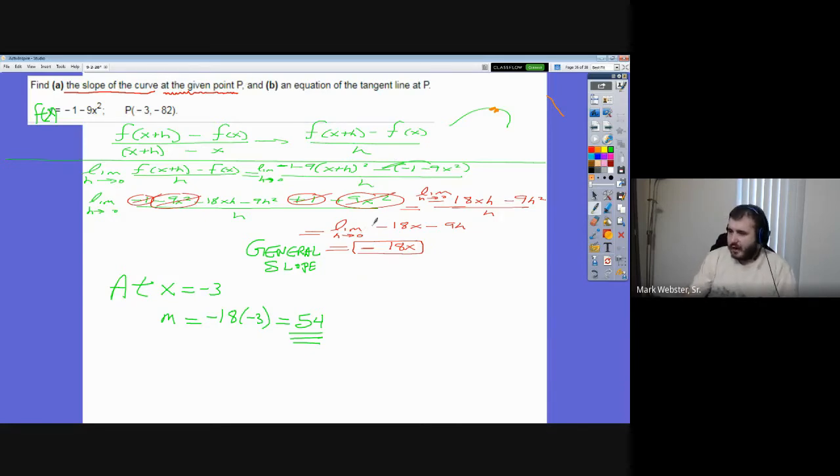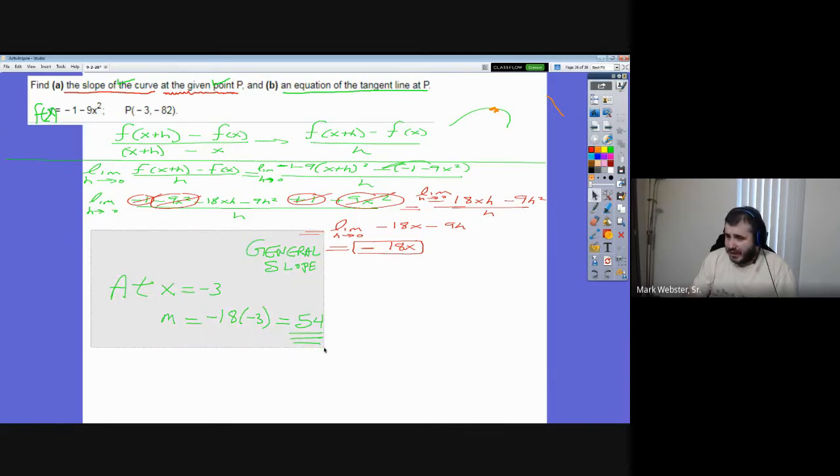So the slope is 54. So we found the general slope of the curve. We found it at our given point P. And now we're going to find the equation of the tangent line at P. Okay, so there's a lot more words there. What is a tangent line?